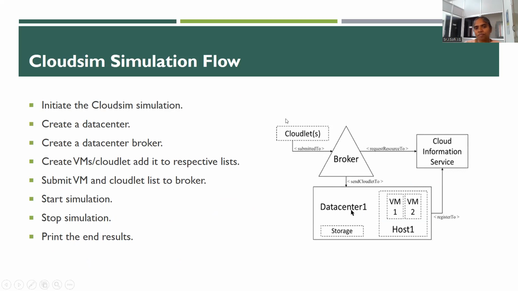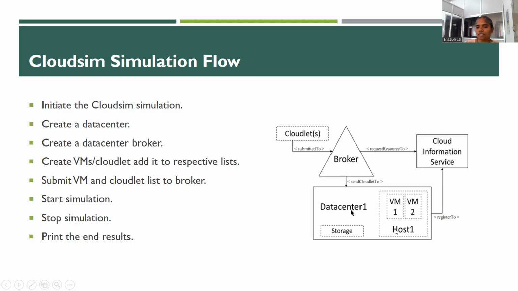If you see the cloudlet, as I said, it is the task. When we have a request, the user submits that request to the broker. The broker contacts the cloud information service. What will be available in the cloud information service? The details about the data center: the number of resources available in the data center, the storage capacity, and the softwares available in the data center. Everything will be registered here in the cloud information service.